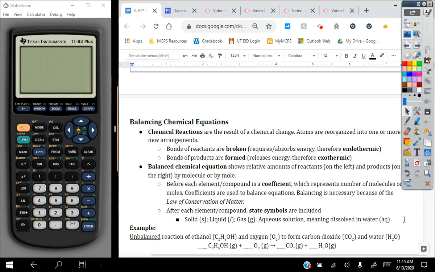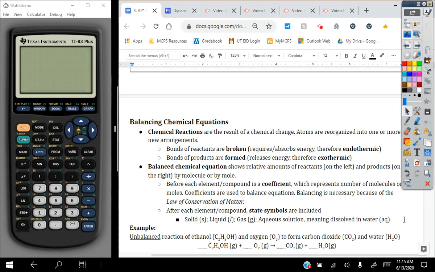The coefficient is that number that we place in front of each atom or molecule, and that's what we use to balance our equations. And of course, as I mentioned earlier, this is necessary because of the law of conservation of matter, which states that matter cannot be created or destroyed, and this also goes along with energy. Energy cannot be created or destroyed. They can only be transformed from one type to another. So what that essentially means is that the type of atom present in a chemical reaction and the number of those atoms in that chemical reaction must remain the same from reactants to products.